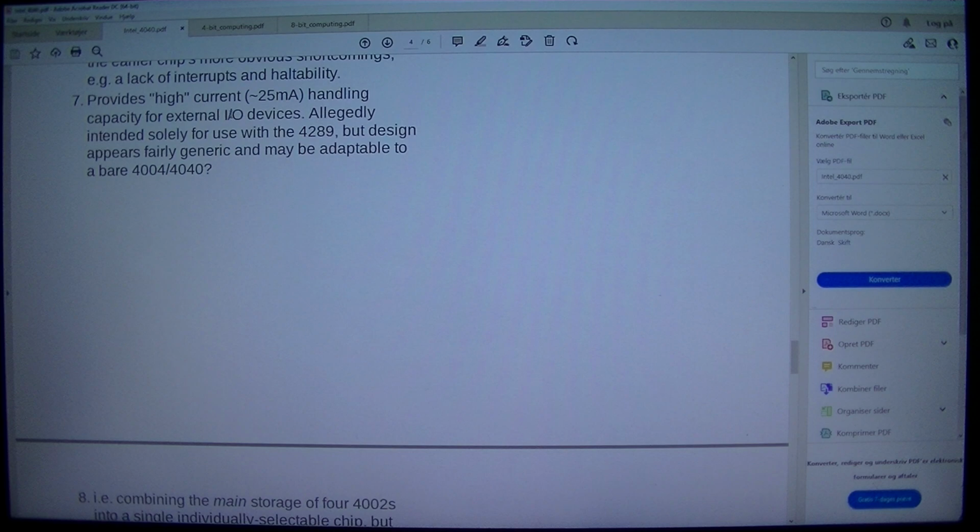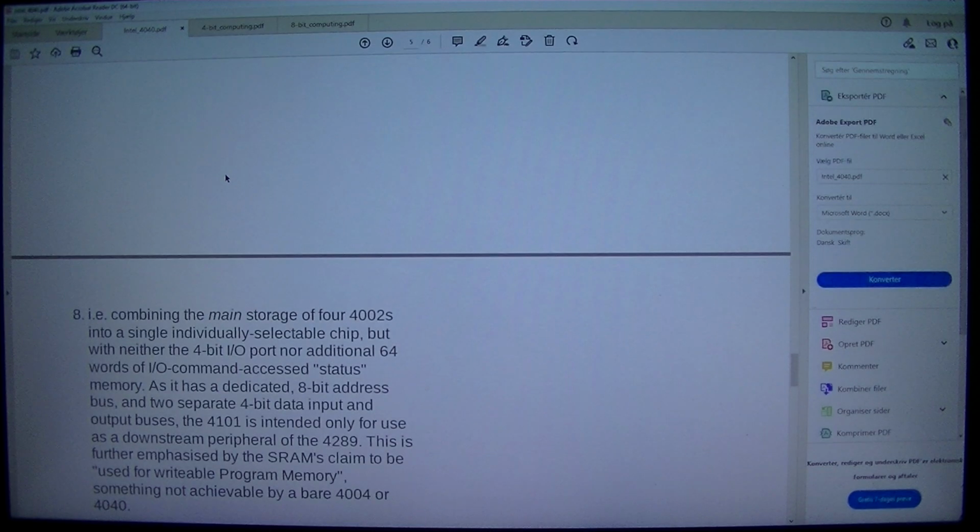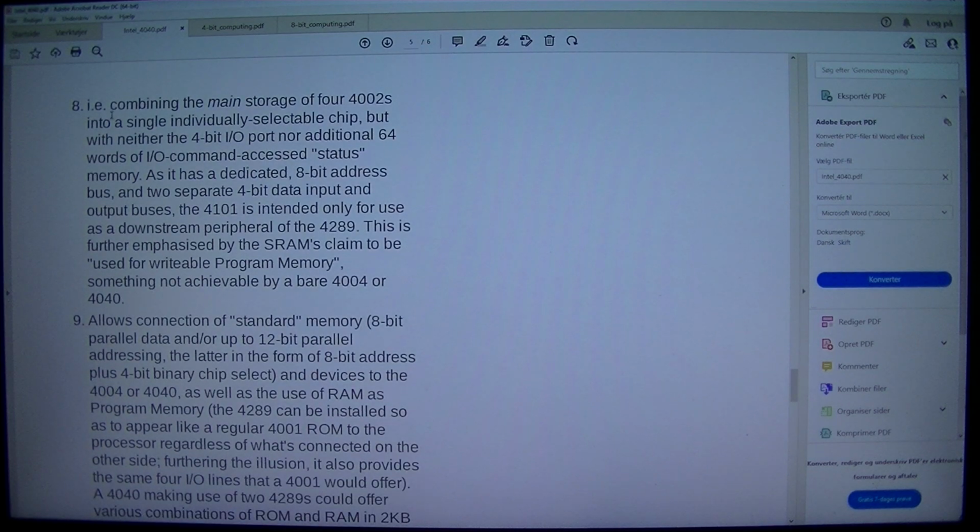7. Provides high current, 25 mA, handling capacity for external I/O devices, allegedly intended solely for use with the 4289, but the design appears fairly generic and may be adaptable to bare 4004/4040. 8, i.e. combining the main storage of the 4002 into a single individually selectable chip, viewed with neither the 4-bit I/O port nor the additional 64 words of I/O command accessed status memory.